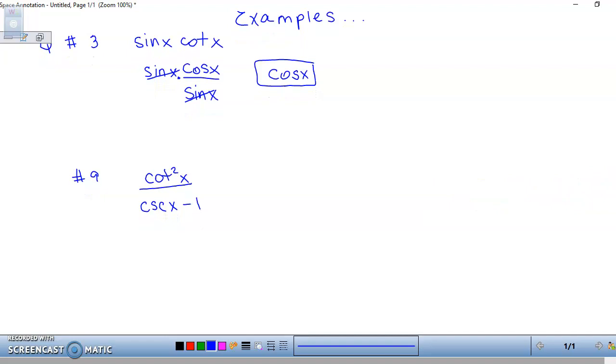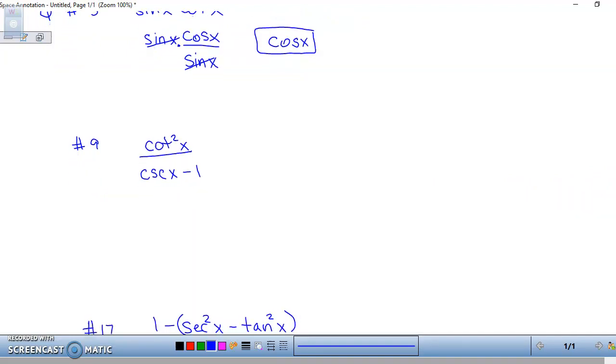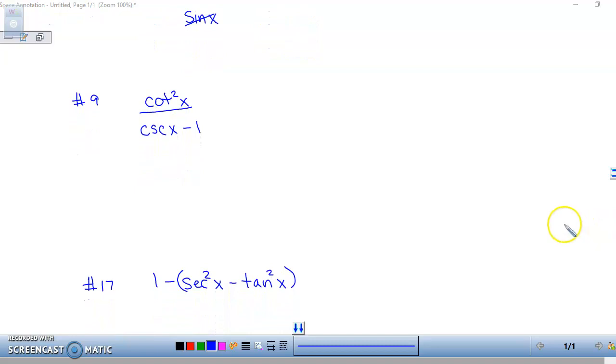Okay, second example, this is problem number 9. It says cotangent squared x divided by cosecant x minus 1, and we want to simplify this down. This would be the one exception where you're not going to change it into sines and cosines, because cotangent squared x is one of my Pythagorean identities. And that particular identity says that cotangent squared x is equal to cosecant squared x minus 1 divided by cosecant x minus 1.